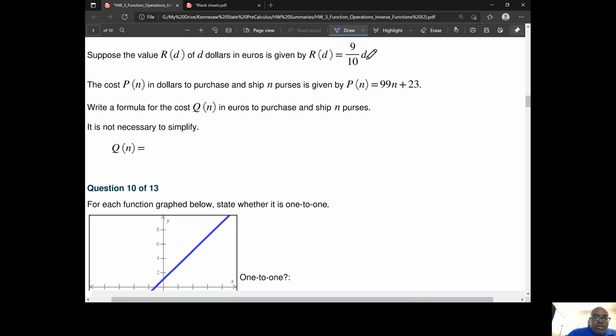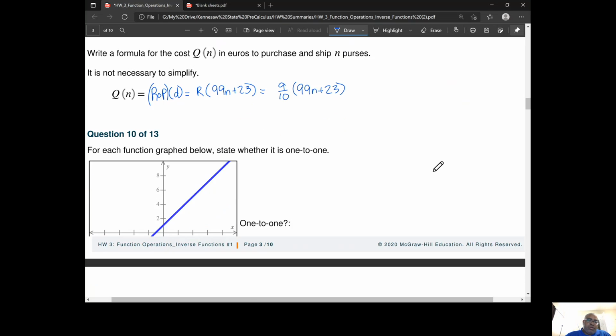So Q of N is equal to, we're putting P into R. So R of P of D. All right, so we're doing R of 99N plus 23, which is 9 over 10 times 99N plus 23. That's it. They said don't simplify, and we're not. That's it.